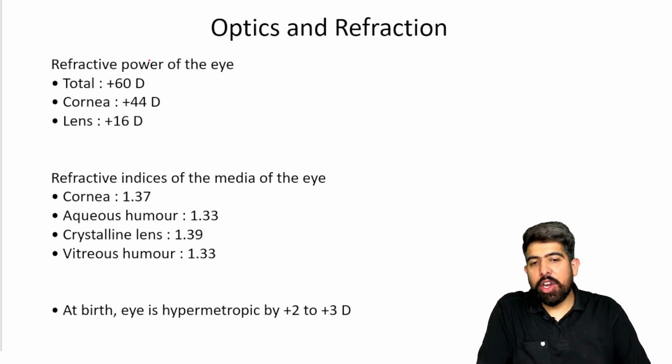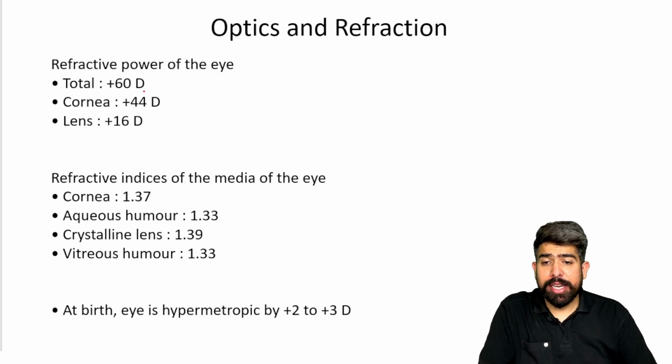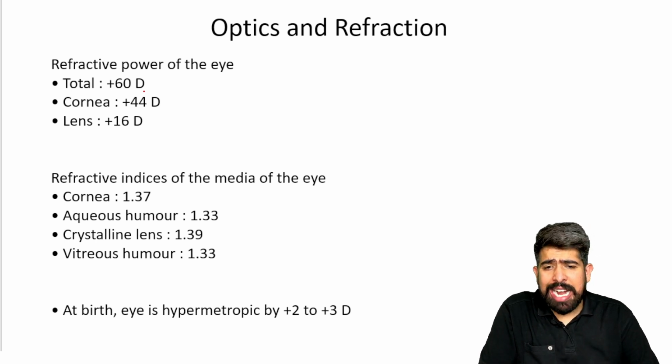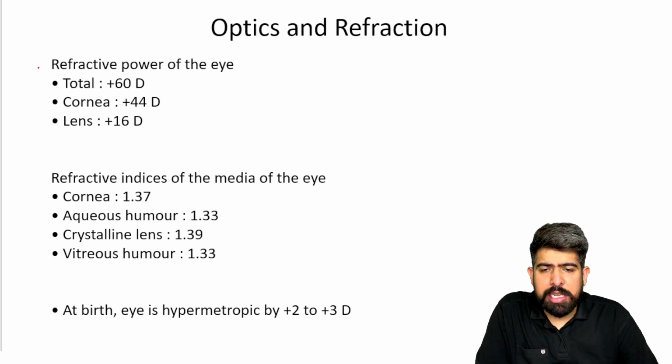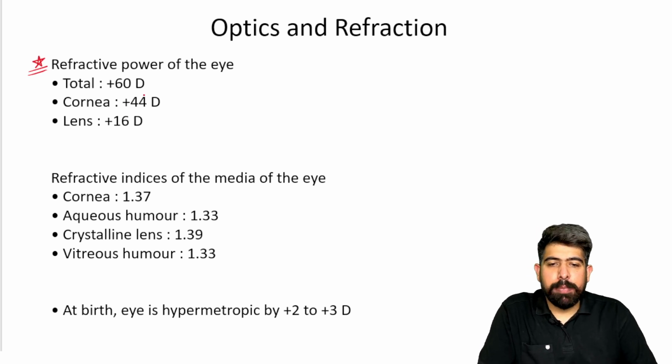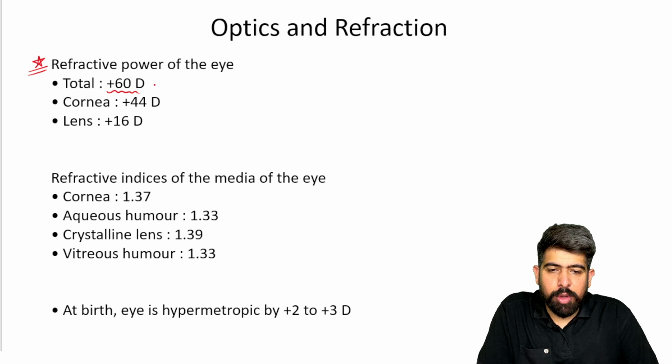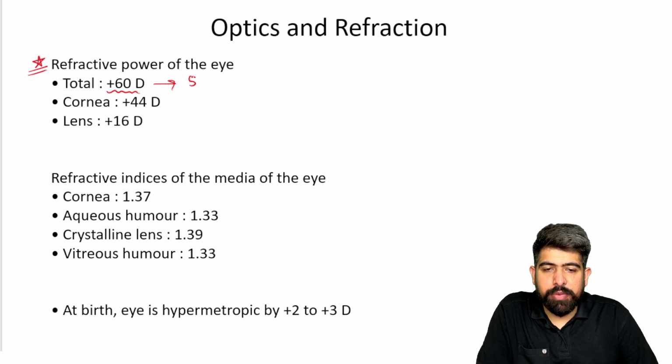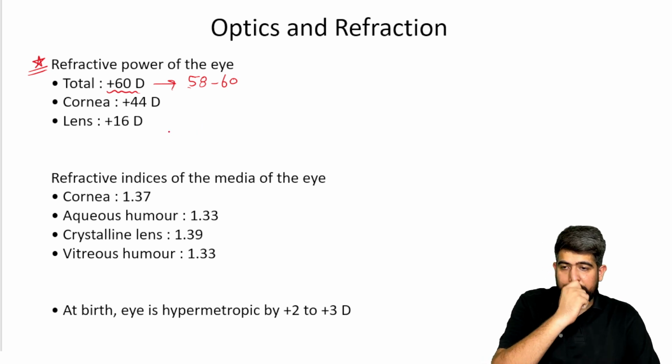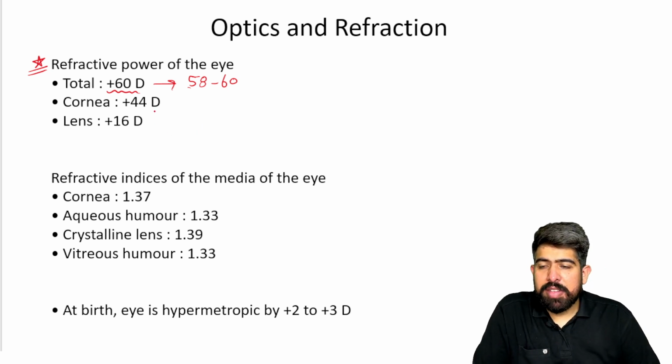Next is optics and refraction. This is also an important chapter of your ophthalmology. Before starting optics and refraction, first of all, I have to talk about the refractive power of the eyeball. The total eyeball has a power of 60 diopter. The range is from 58 to 60 diopter. If they ask for a single short answer, it will be 60 diopter.